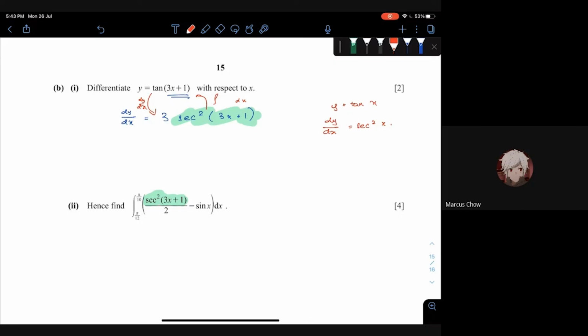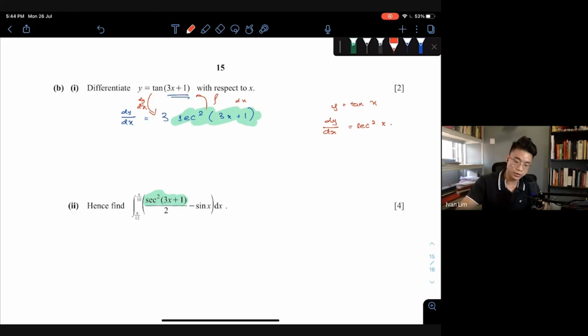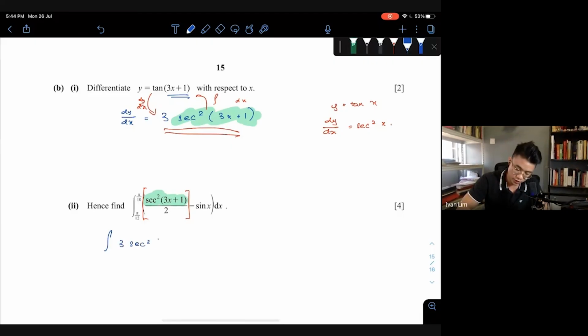But teacher, if I straight away change the 3 secant square, if the 2 is in the denominator, it doesn't affect it, right? It does. I teach you how to do the proper presentation. You want to find this exact value here, so we solve here first. We don't care about the sine x first. When it's this kind of hence question, we start from the previous question, whatever you found there. So you integrate 3 secant square (3x plus 1) dx, and you know that you'll get back the value.